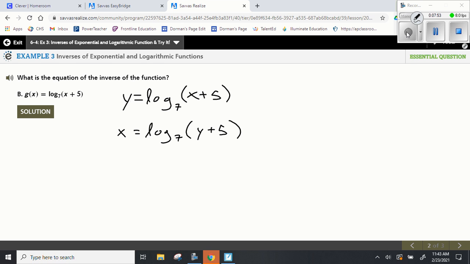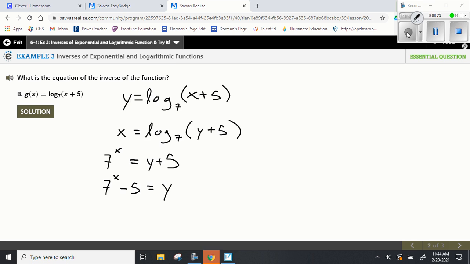Now let's write this as an exponential equation. So 7 to the x power is going to be equal to y plus 5. And now we need to solve for y. So 7 to the x, I'll subtract 5 from both sides. And there you have it.